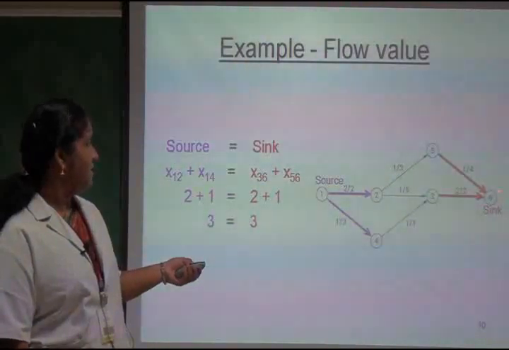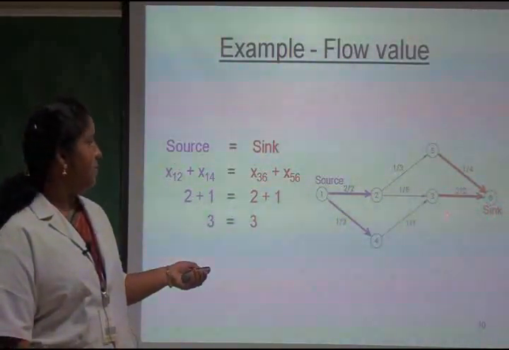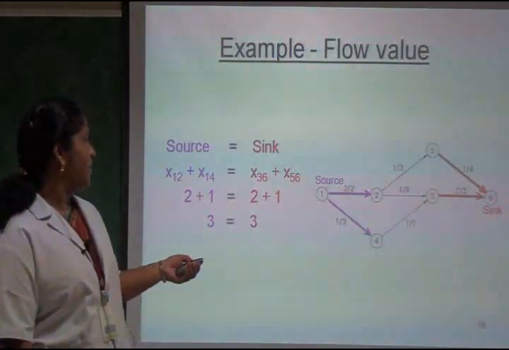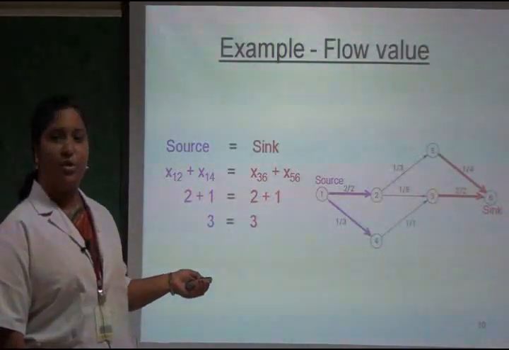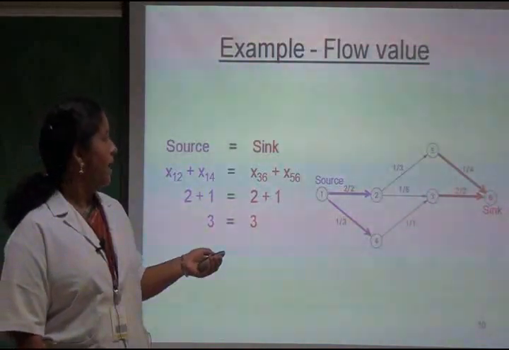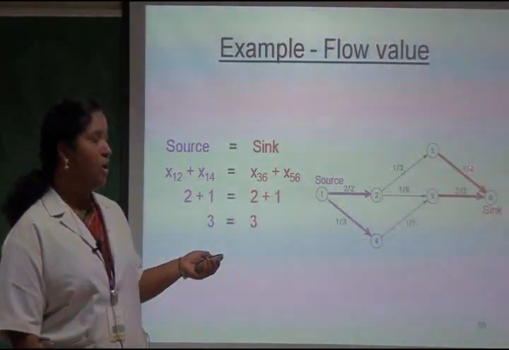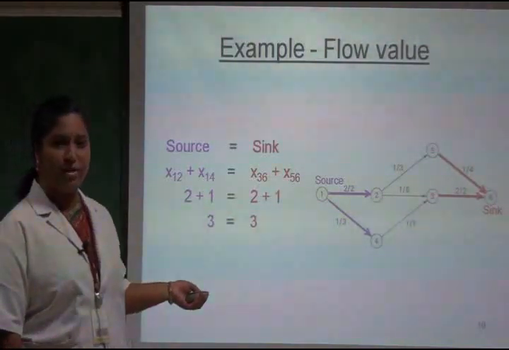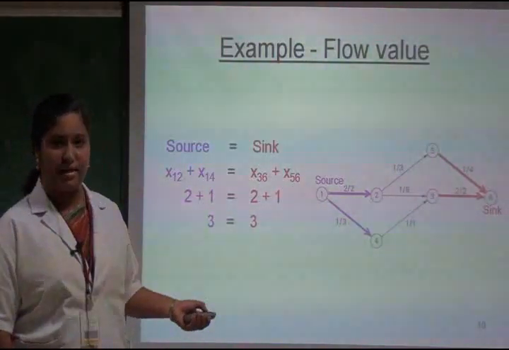Whereas the sink has two incoming edges, 5,6 and 3,6. They are written here. On the edge 3,6 you have a flow value 2, and on the edge 5,6 you have a flow value 1. So it is written here 2 plus 1. 2 plus 1 is equal to 3. So this condition is satisfied.